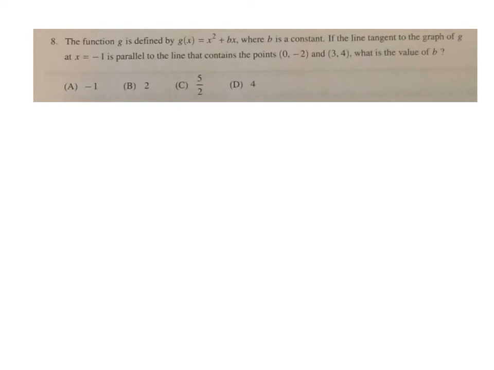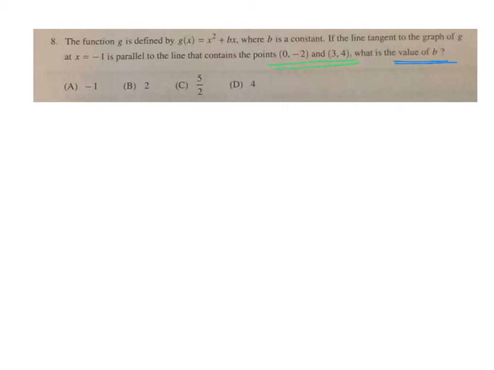All right, this is question number 8 on the 2016 practice exam. We have g of x, we're given as x squared plus bx, where b is a constant, and in fact, that's what we're going to try and find, the value of b. Now we're told that the line tangent to the graph at x equal to -1 is parallel to the line containing these 2 points, so passing through those 2 points.